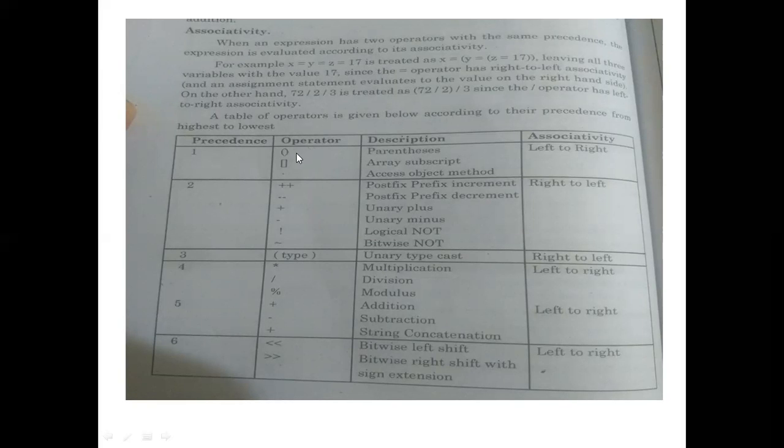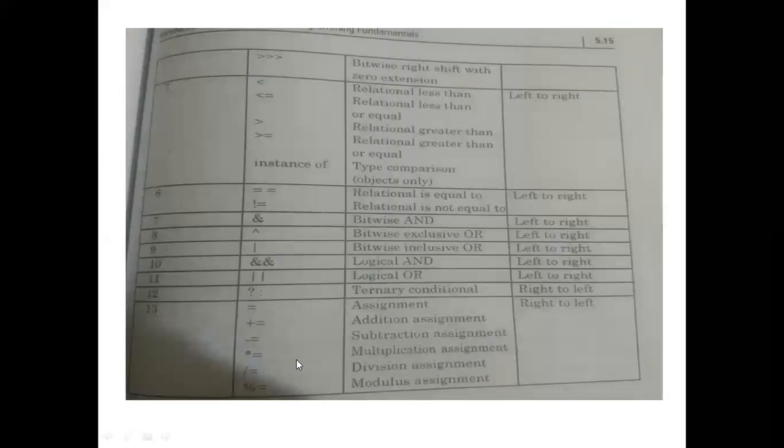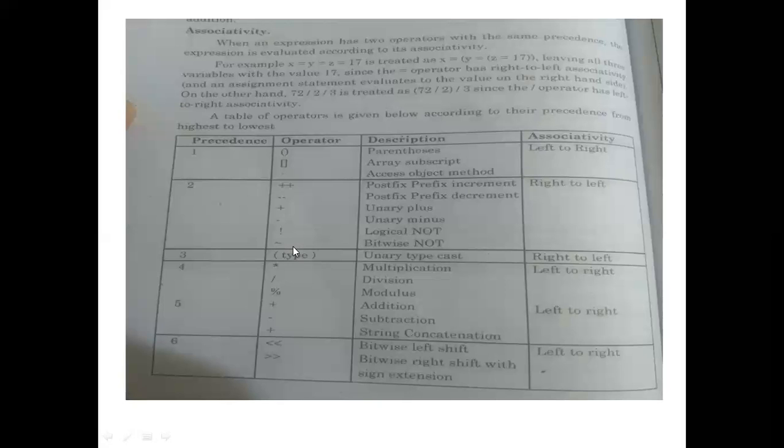Precedence operators: parenthesis, array subscript, and object member access, left to right. So this is the table of associativity. In an expression, if these brackets are there, then the brackets will be evaluated first, then increment, decrement, addition, subtraction, then type, multiplication, division, modulus division, then left shift, right shift, then your relational expressions, then logical and bitwise and. So in this way the expression will be evaluated.